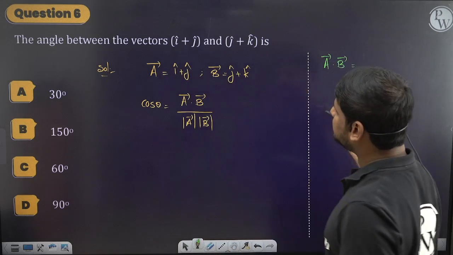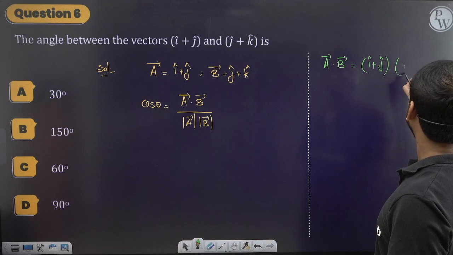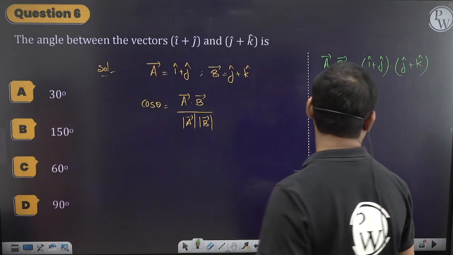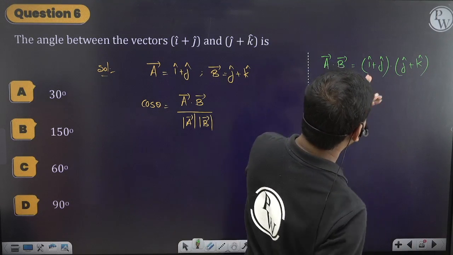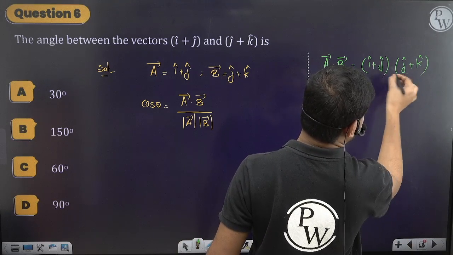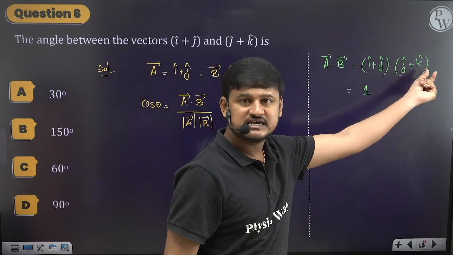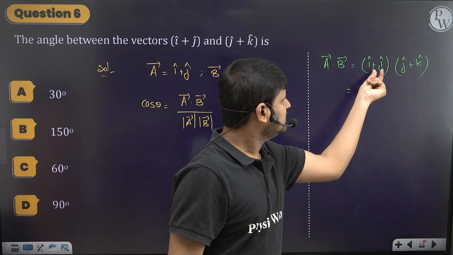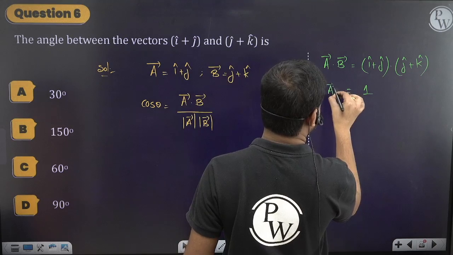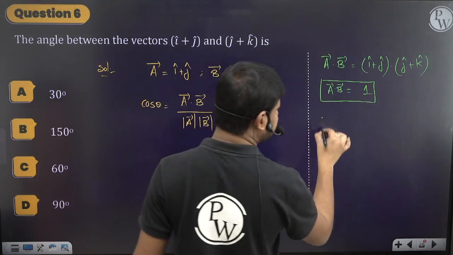So what is a dot b? Vector a is i cap plus j cap, dot j cap plus k cap. So I can see that i dot j is 0, i dot k is 0, and again j dot j is 1, j dot k is 0. Yes or no? So therefore a dot b is equal to 1. So this we got. Then we have to find the magnitude of vector a.